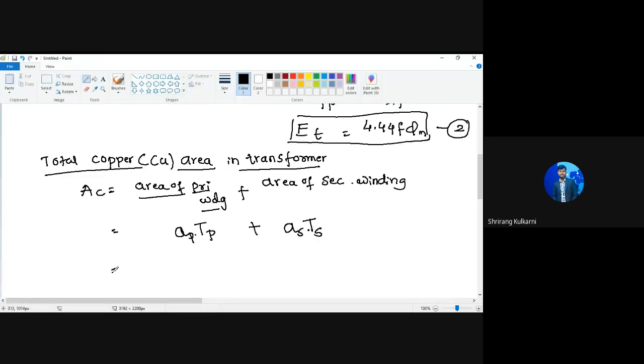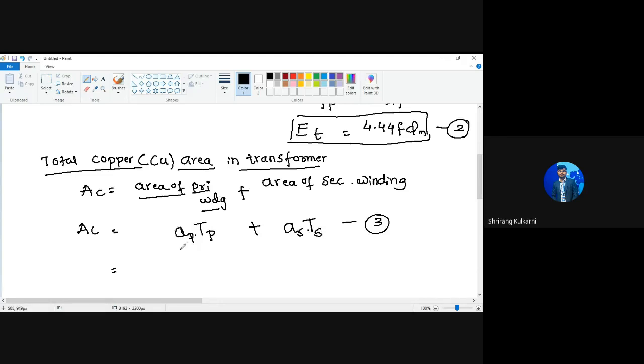Remember this. Unit area of winding is AP, means for one turn the area is AP. Multiply with all the turns, we'll get the total area. One turn area into all turns will give the total copper area of the winding. So with respect to primary, APTP plus ASTS will give the total copper area. So it is the AC. Say it is equation number 3. Remember this one.